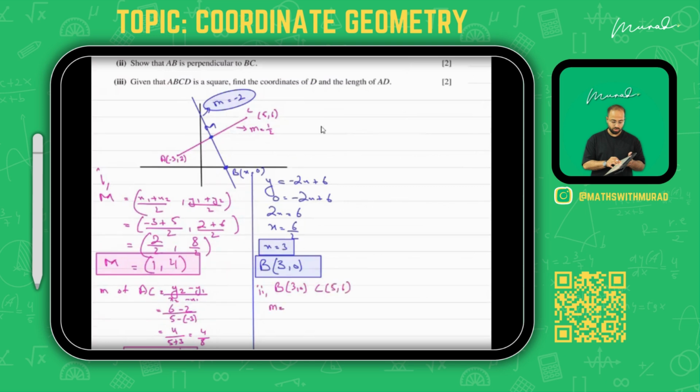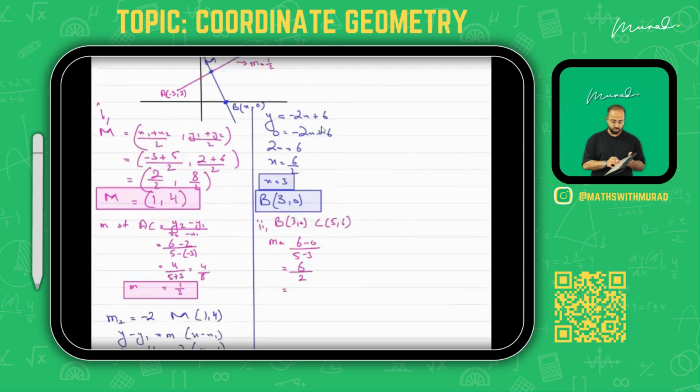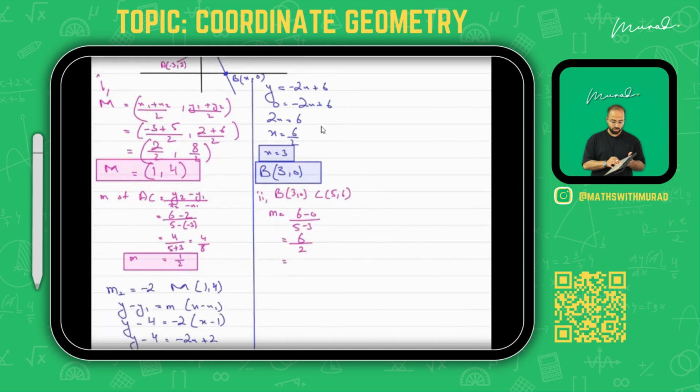What is the gradient coming to right now? 6 minus 0 over 5 minus 3, so the gradient is 6 upon 5 minus 3, which is 2. So the gradient I'm getting is 6 upon 2, right? And that means the gradient is 3. This is the main point.